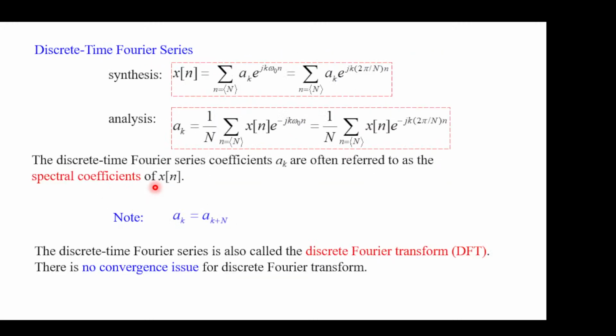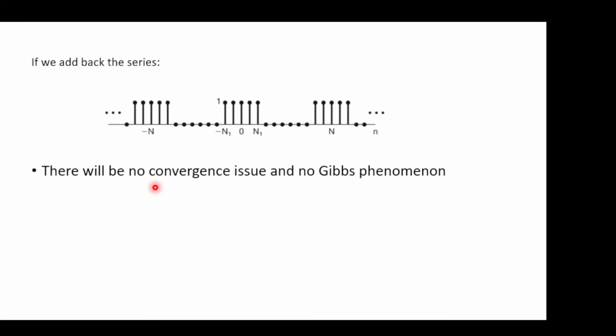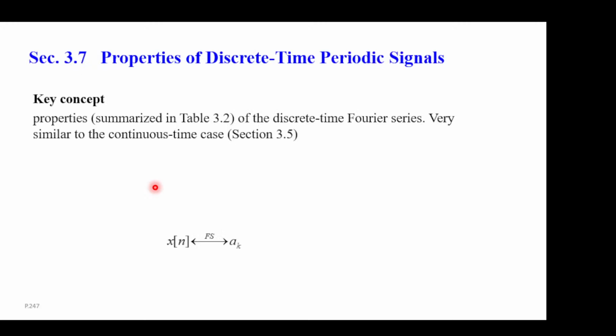This is always exact. So there is no convergence issue, there is no Gibbs phenomenon. Okay, so that's a quick review of the discrete time Fourier transform. Any question so far? No. Okay, then let's go to the next part.